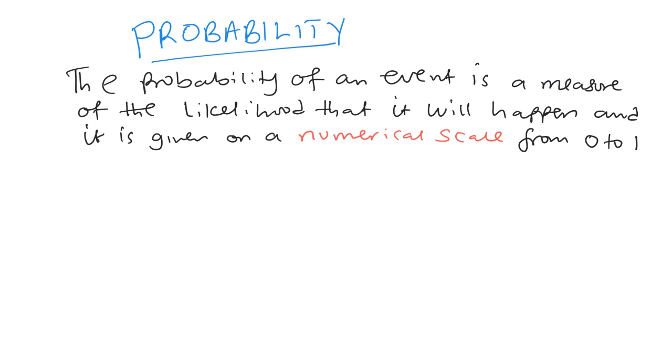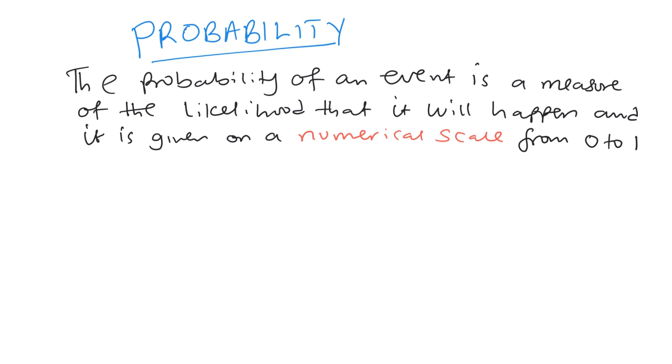What is probability? The probability of an event is a measure of the likelihood that it will happen and is given on a numerical scale from 0 to 1. In this area, we are going to talk about situations that are not certain. For example, if we are going to play a soccer match, you are not very sure of the outcome. Are we winning? Is it going to be a draw, or is the other side going to win? Such situations where we are not very sure of the outcome is what we call a probable situation.